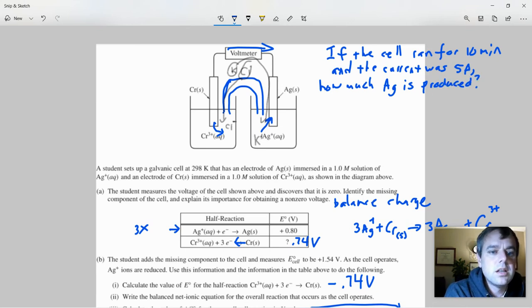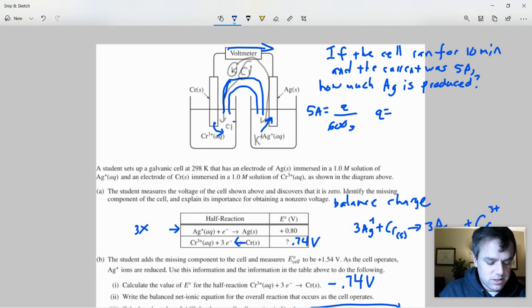Well, we know that I equals Q over t. So our current is 5 amps, which equals Q over our time in seconds. So that would be 600 seconds. So Q equals 5 times 600, which is 3,000 coulombs.